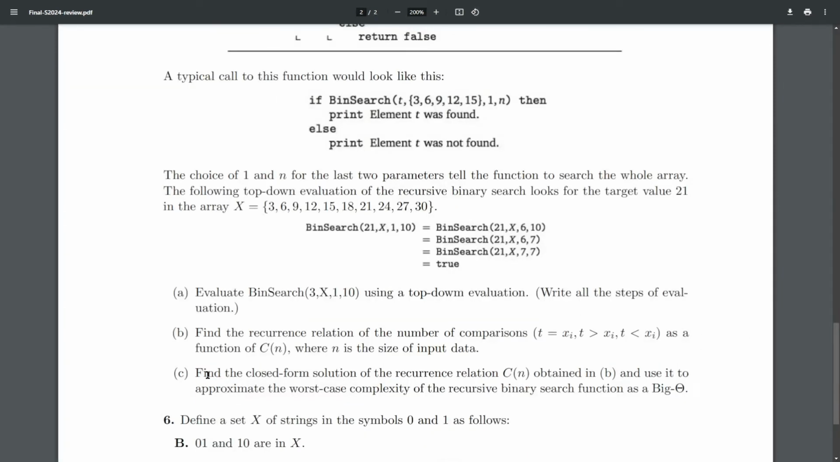Okay, now part C of the question says find the closed form solution of the recurrence relation c of n obtained in part B and use it to approximate the worst case complexity of the recursive binary search function as big theta. Now, intuitively, we already know actually that the worst case complexity is big theta of log of n, because notice that the array size gets halved every time. So if we had 10 elements, it's going to be 5, then 2, then 1, and done.